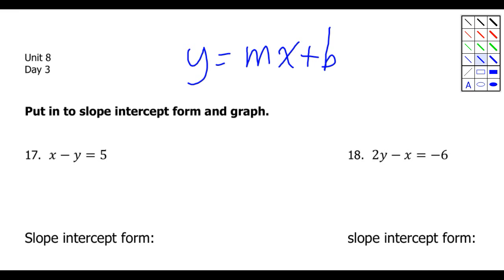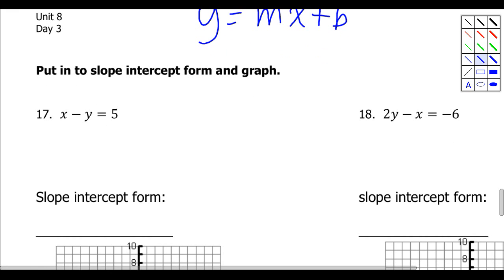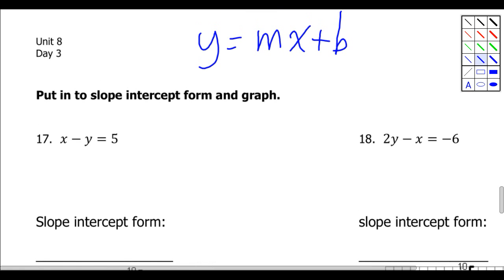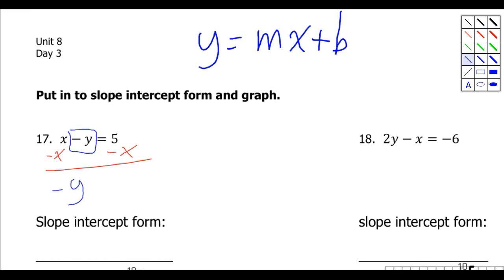So we need y by itself to be in slope intercept form. To get y by itself, I'm going to box in my y. I'm going to have to subtract x from both sides. So I get negative y equals negative x plus 5.